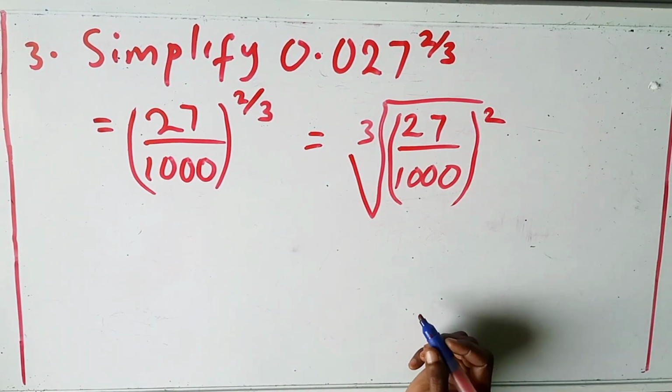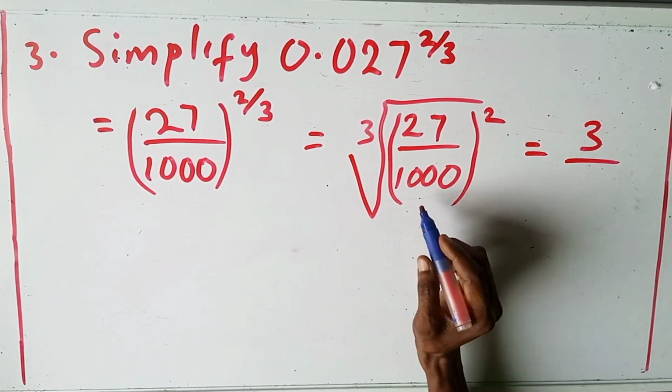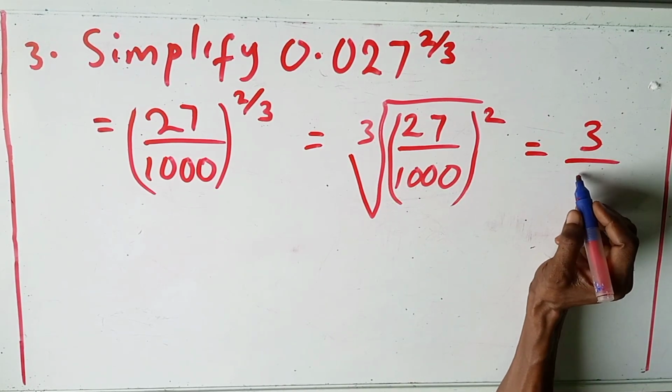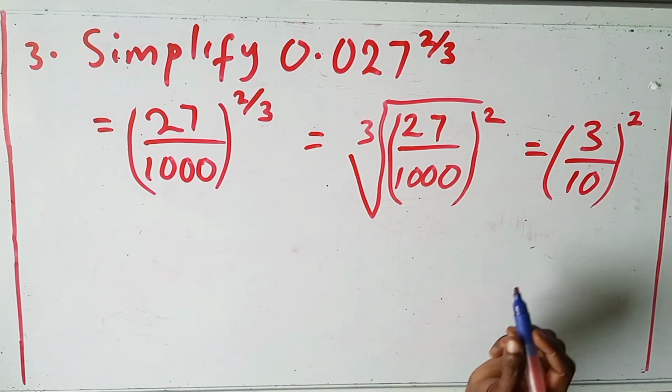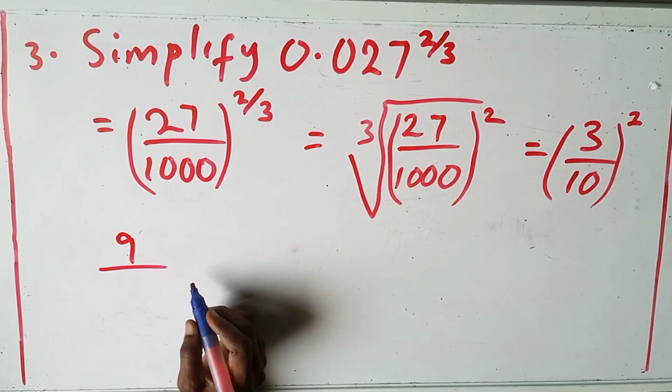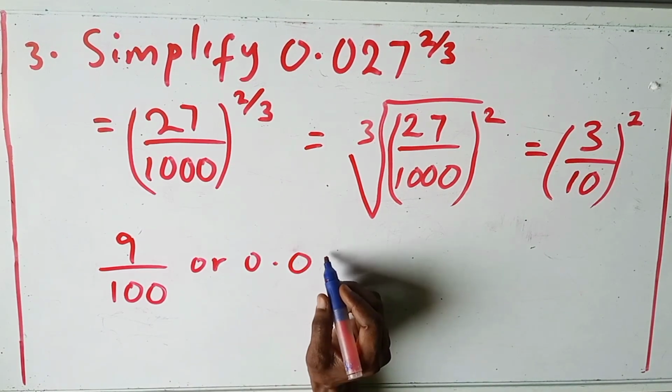So cube root of 27 will give us 3, and cube root of 1000 will give us 10, all raised to the power 2. The square of 3 is 9, and the square of 10 is 100, or 0.09.